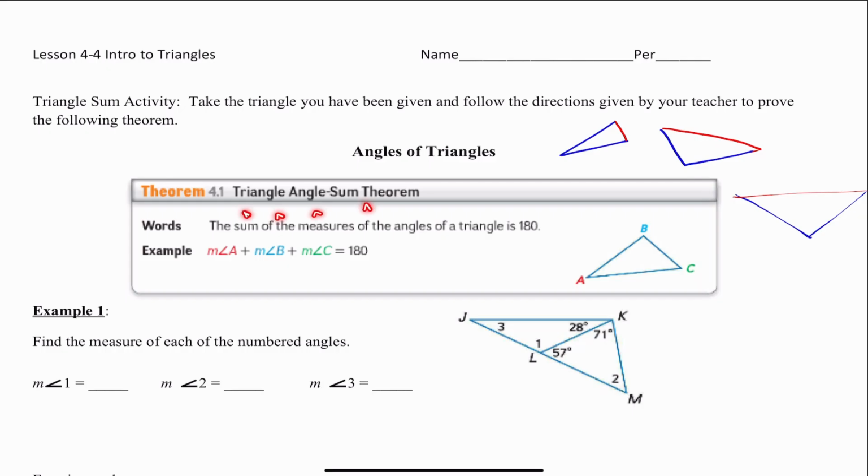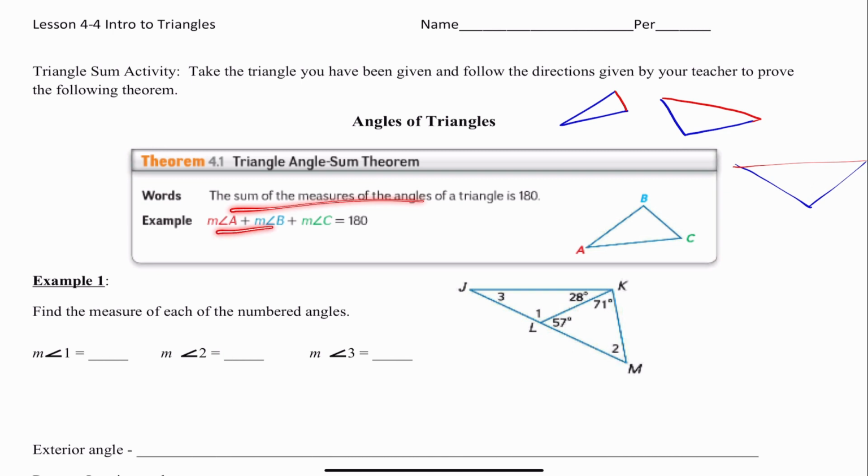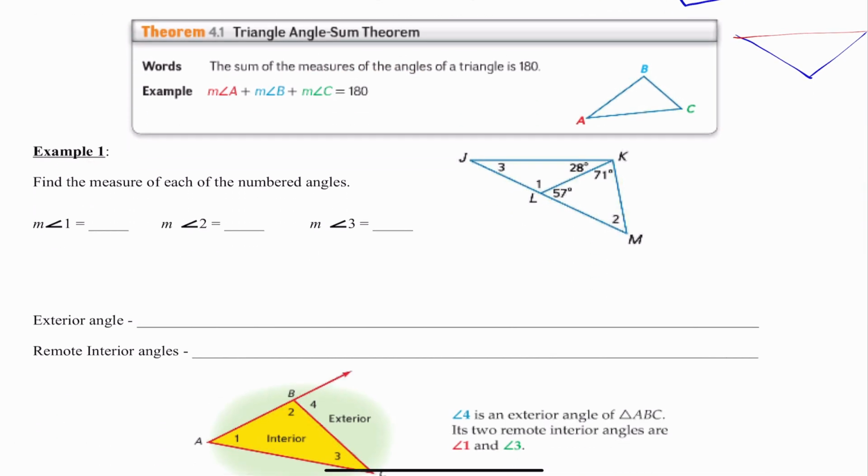The triangle sum theorem states that the sum of the measures of the angles of a triangle is 180, right? So the measure of angle A plus the measure of angle B plus the measure of angle C is 180 degrees. So this plus this is equal to 180. The triangle sum theorem is just that all three angles add up to 180 degrees. So example 1: find the measure of each of the numbered angles.